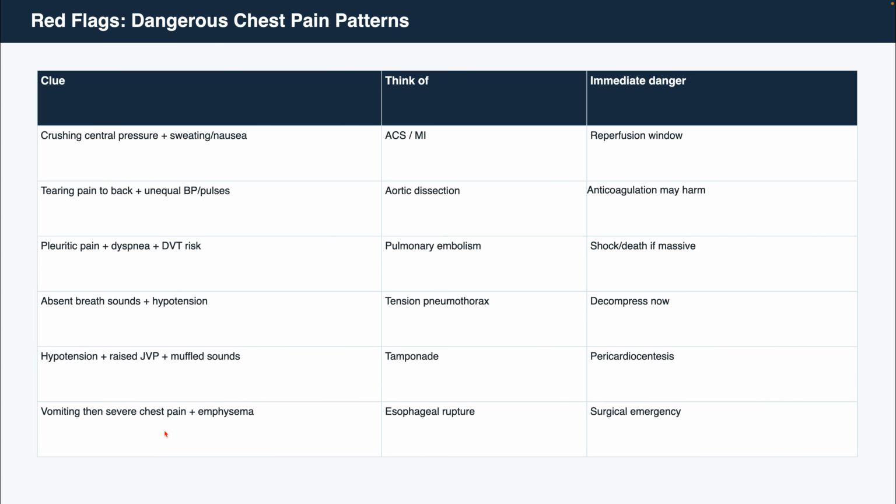Now, when you're talking about aortic dissection, there will be tearing pain and it will radiate to the back. And there will be unequal BP between the two upper extremities, left and right. And as treatment, maybe a beta blocker, or depending on the type, if it is a type A, we go for the emergency surgery. But before that, we need to reduce the BP.